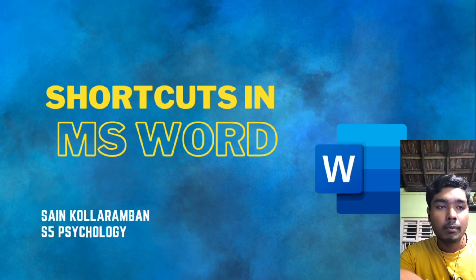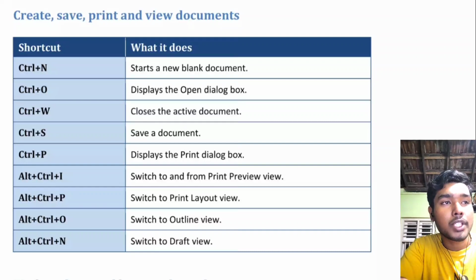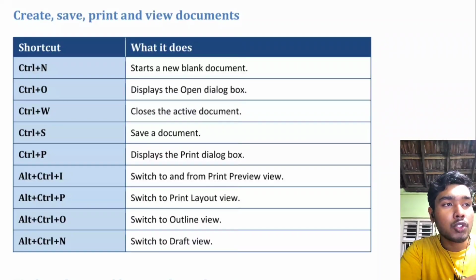Okay, moving on. The first one is how to create, how to save, how to print, or how to view the documents. These are the basic shortcuts of MS Word. The first one says Control plus N.